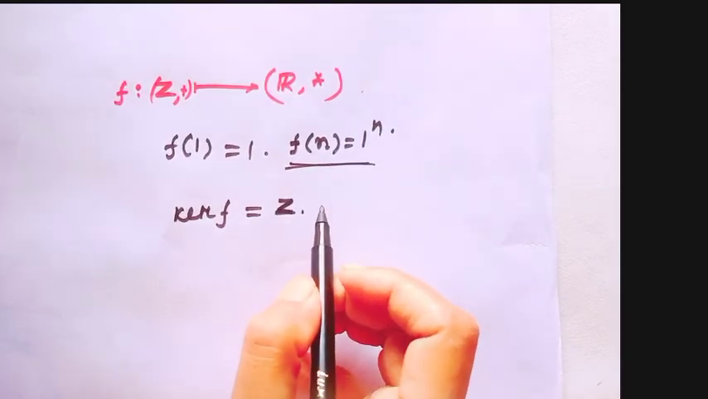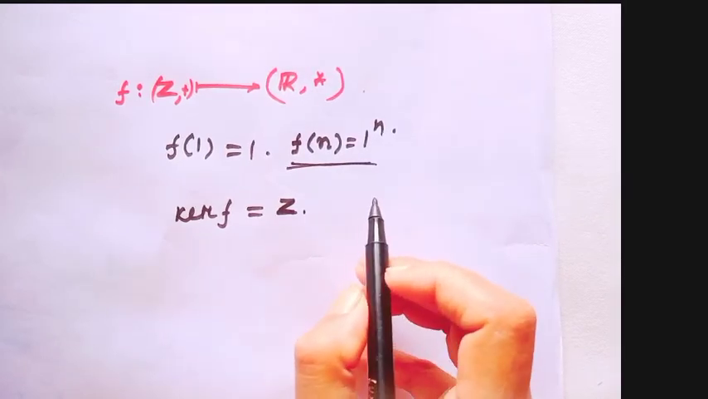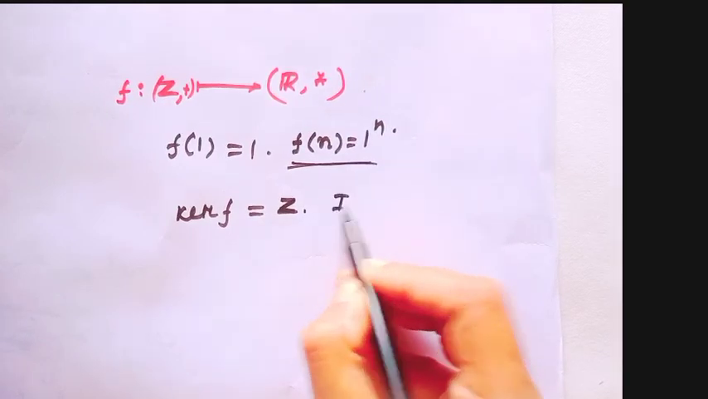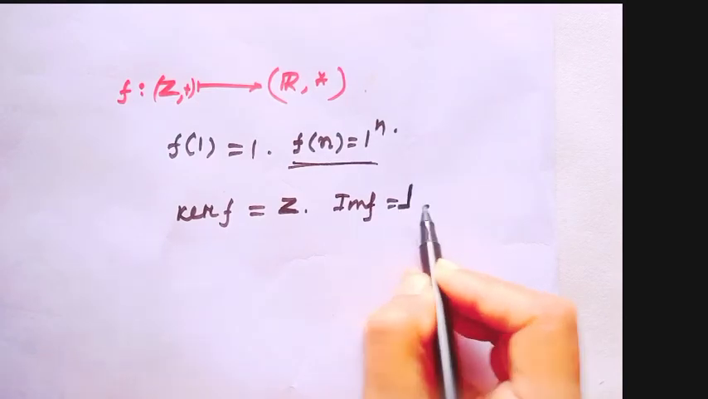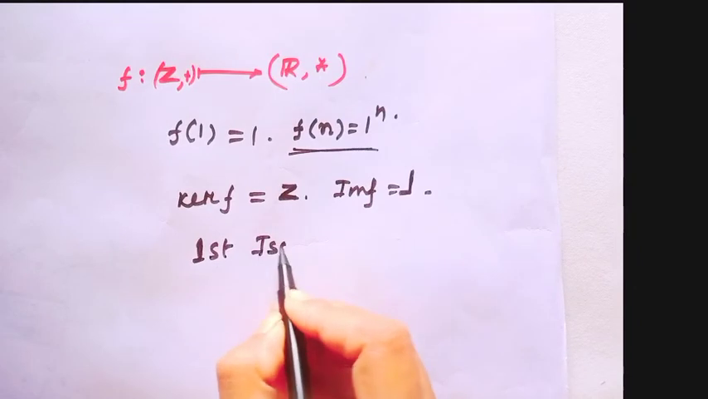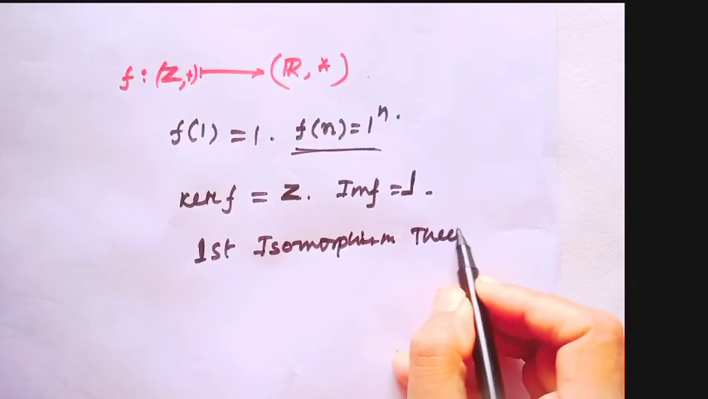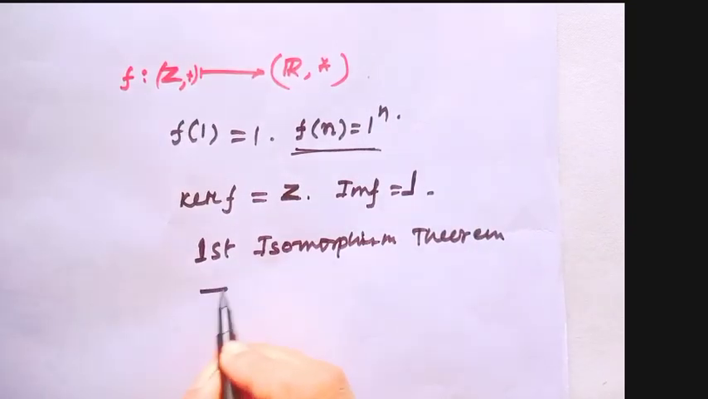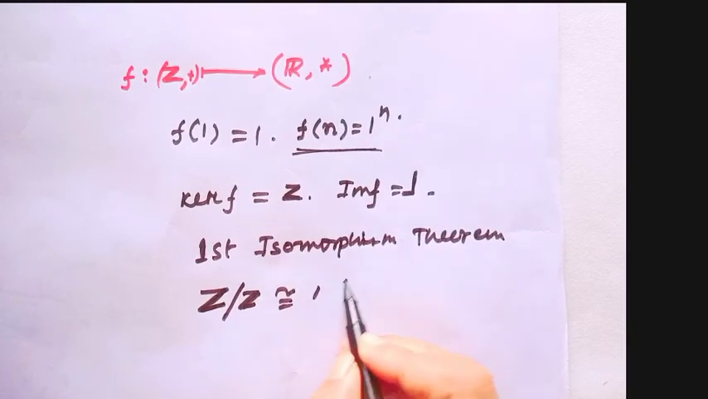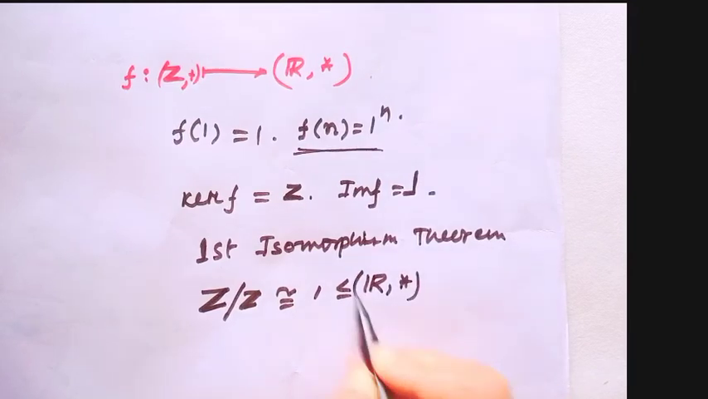Are you getting it? And the set of all integers here maps to 1. That means the image of f is only 1. So by the first isomorphism theorem we can tell Z mod Z is isomorphic to {1}, which is a subgroup of the non-zero real numbers under multiplication.